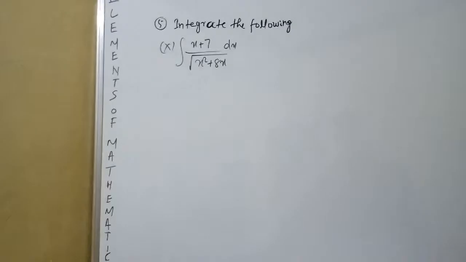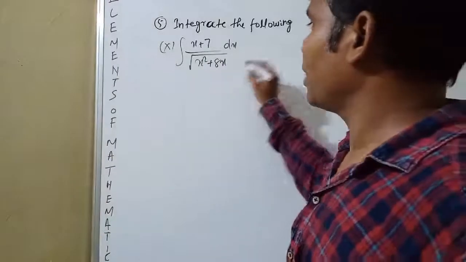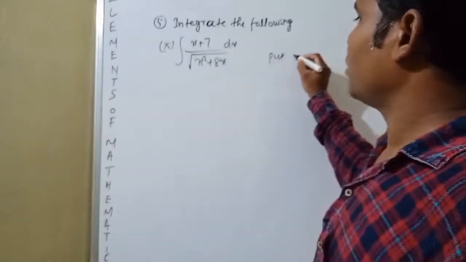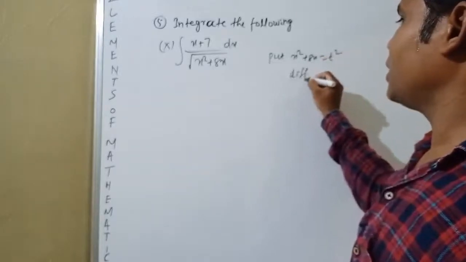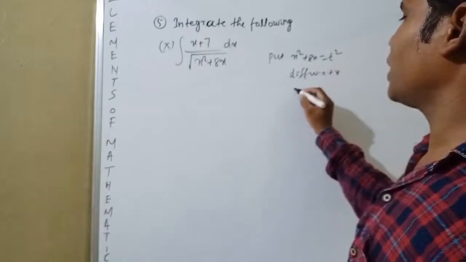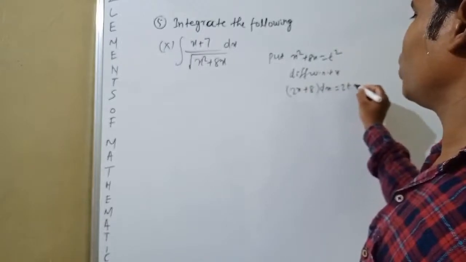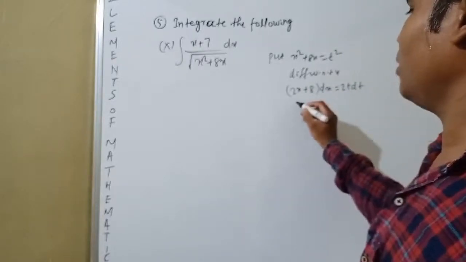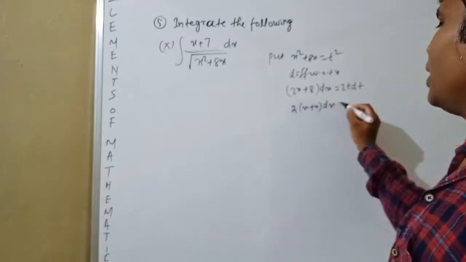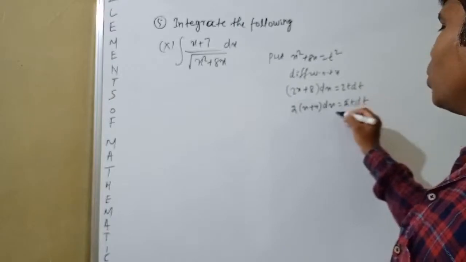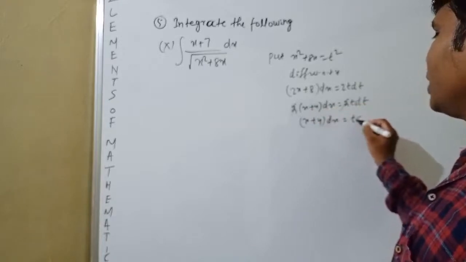You see the next question, integration of x plus 7 dx by root over x square plus 8x. Okay, now you put x square plus 8x is equal to t square. Okay, differentiate with respect to x, you can get how much: 2x plus 8 dx is equal to 2t dt. Taking 2 common, x plus 4 dx is equal to 2t dt, 2 will cancel out, x plus 4 dx is equal to t dt.